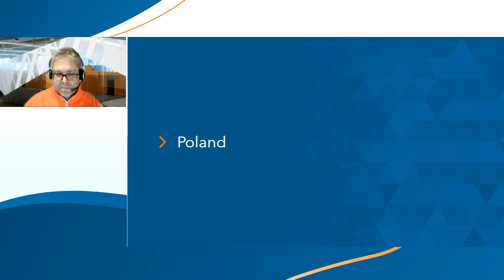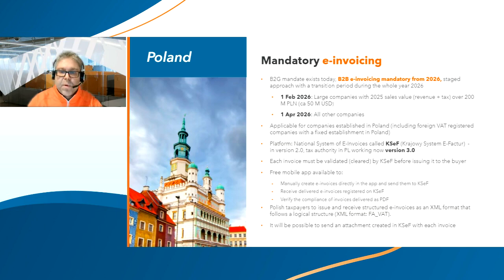Let's look at Poland. Poland's approach to e-invoicing is both structured and phased, reflecting the country's commitment to digital transformation. Poland has already introduced a B2G, business to government, e-invoicing mandate, and from 2026, the system will expand to B2B, business to business transactions. There will be a staged approach throughout 2026. Important to note, it will start on February 1st, 2026.